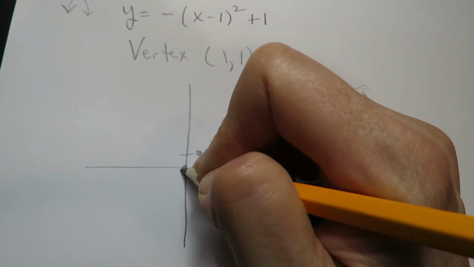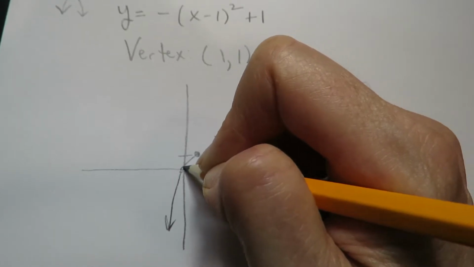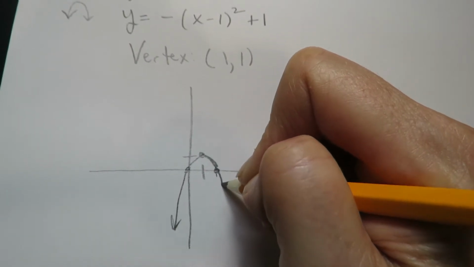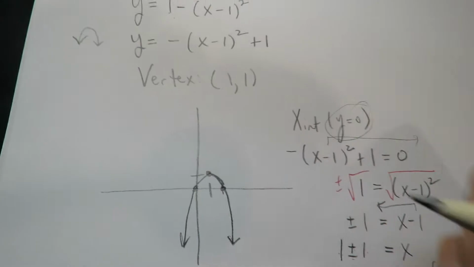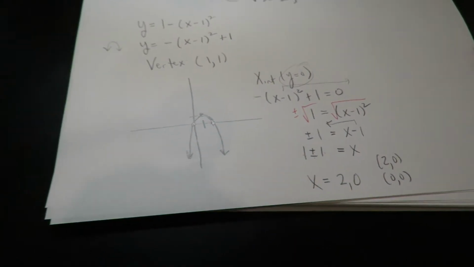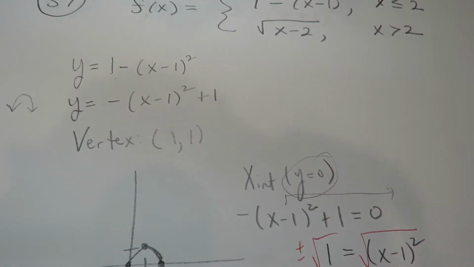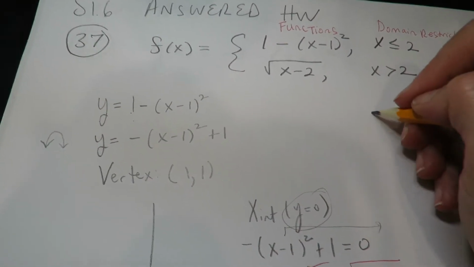And I won't go find the y-intercept because the y-intercept is going to be the same point here, because it's going through the origin. Alright, there's the first graph. Alright, now the next graph.